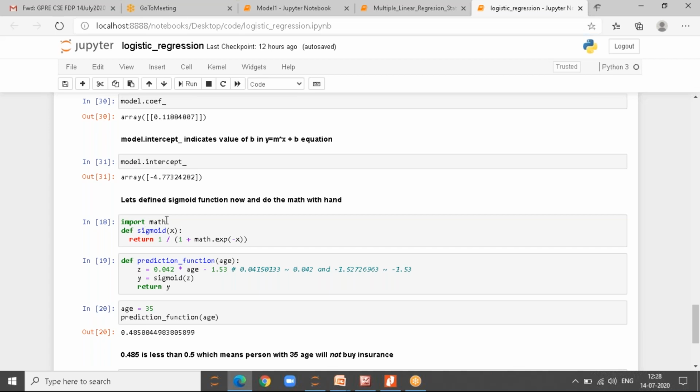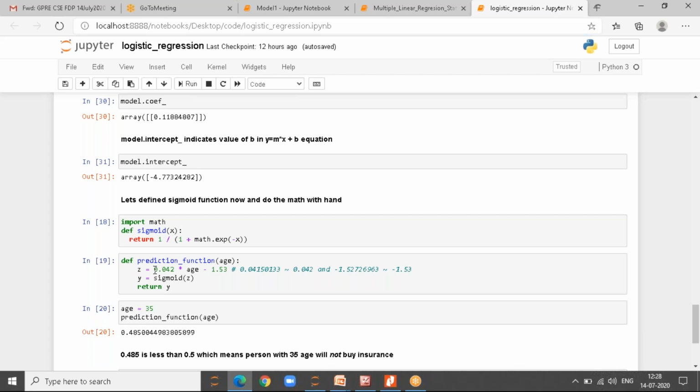Just import the math library. I am defining a function here, which returns the value of the exponential, so e power minus x. When I give some 35 years of age, the exponential value will be around 2.7. So 2.7 to the power of 35. If I give you that value, it will return its value. Then I will make use of this value.